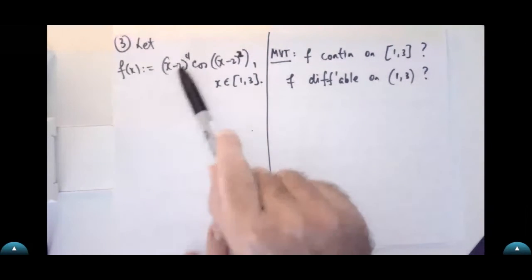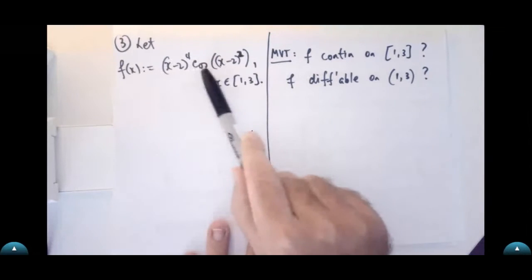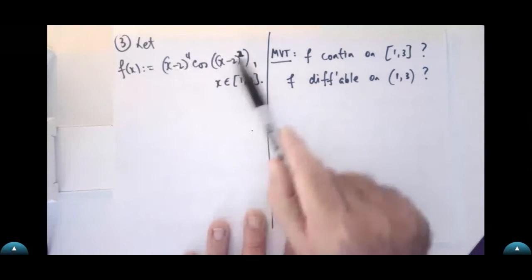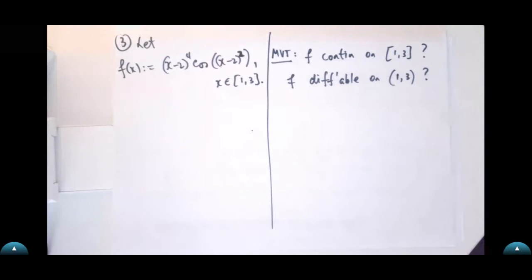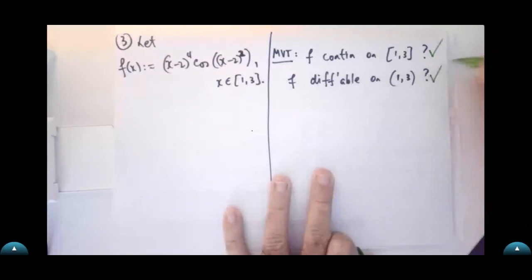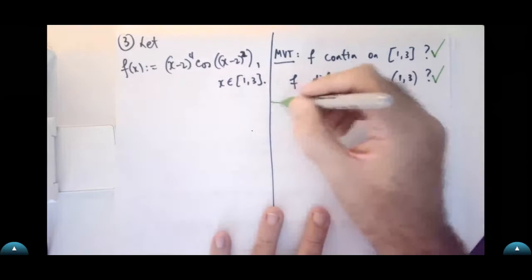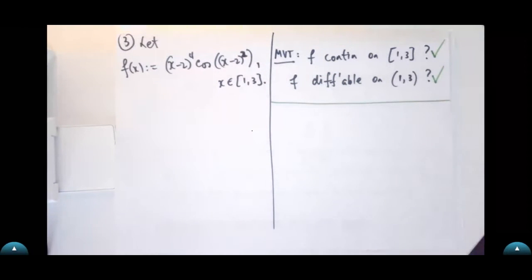So this is a polynomial. This is a trig function. This is a polynomial. You put them all together, you get something that's not only continuous but also differentiable. Is that what you're thinking, Sam? Yeah, Amelia, right. Yeah, we're on the same page. That's great. Thanks for that. So we can definitely tick these off. So what that means is the conditions of MVT are satisfied.